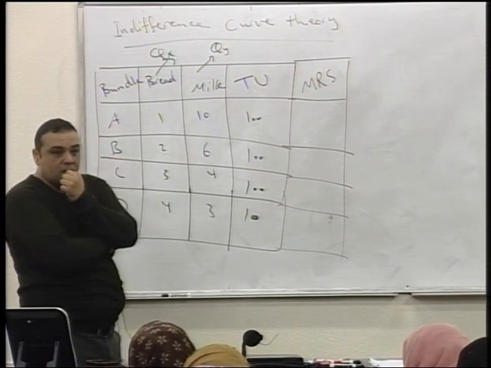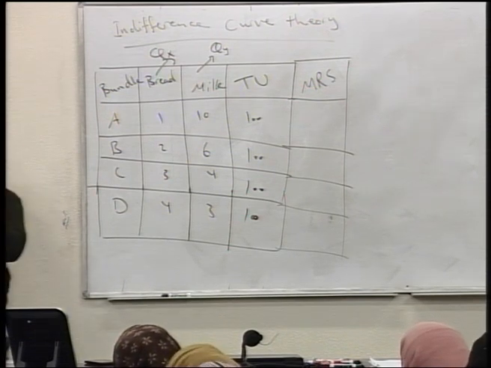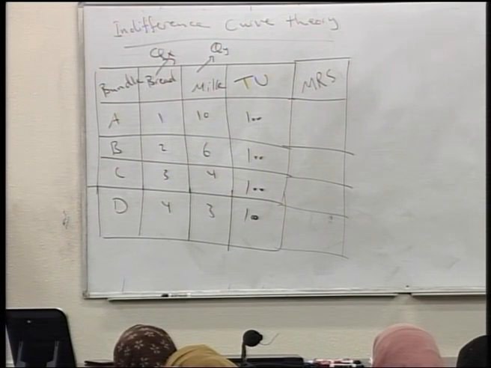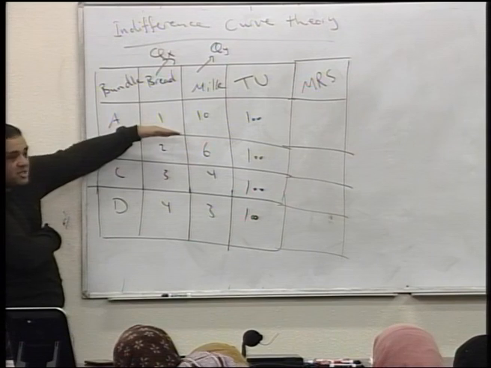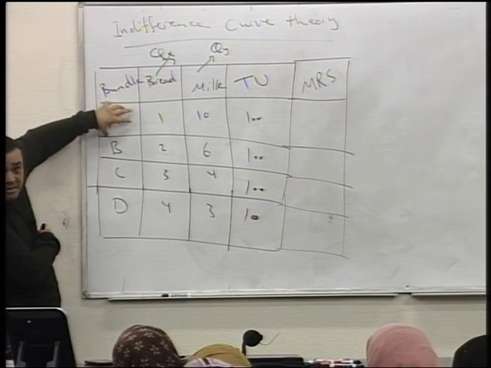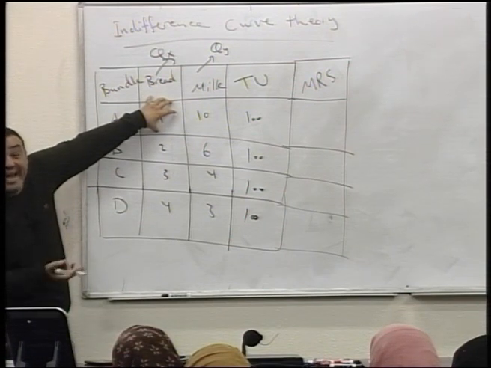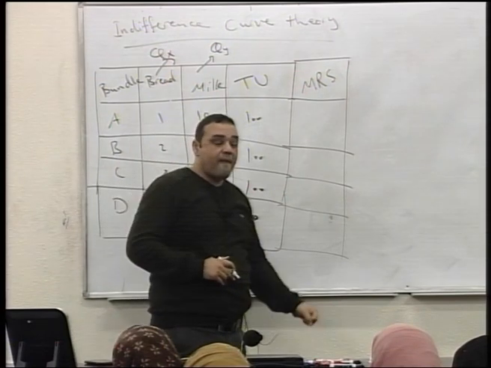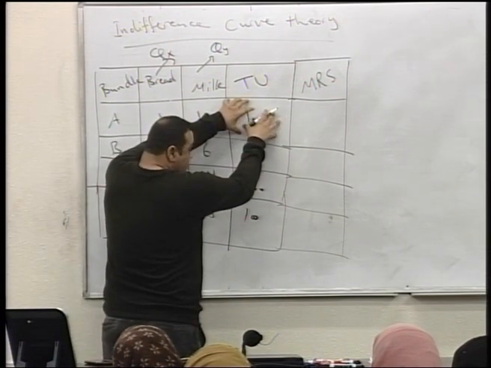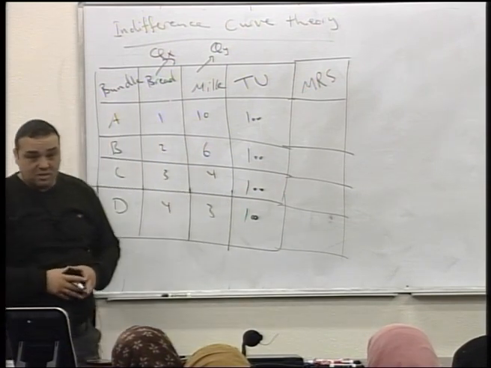In this example, we have a consumer who consumes different combinations, different groups, different bundles of goods, X and Y, bread and milk, two products. The first combination, the first bundle, bundle A. In this bundle, the consumer consumes one piece of bread and 10 mugs of milk. This combination gives him 100 utils. Utils are the units of measurement of total utility.